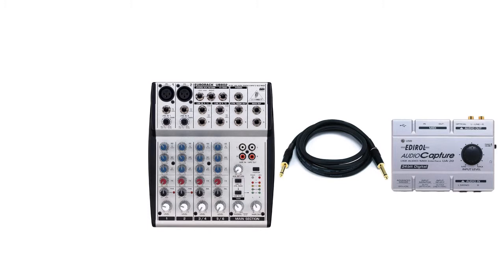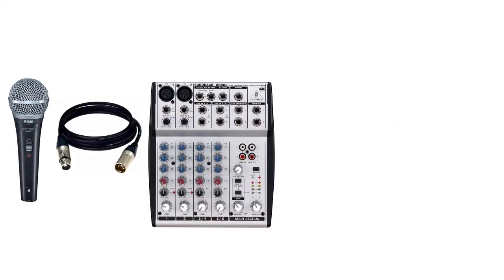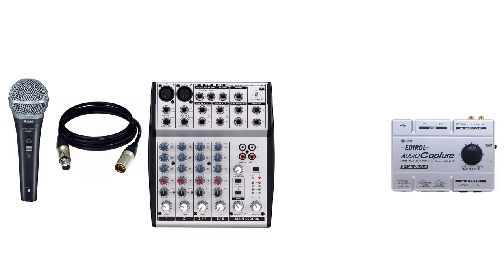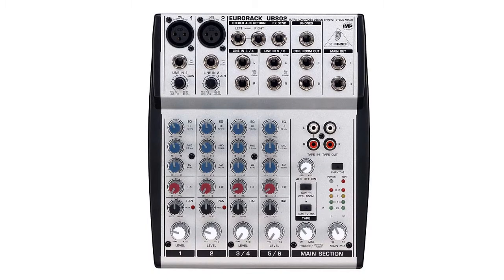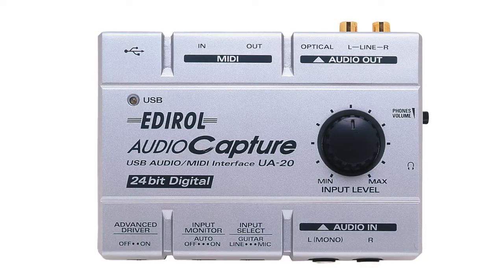I connect the microphones to the mixer using a pair of XLR cables, and then the mixer to the audio interface using a pair of quarter-inch unbalanced TS cables. I will set the main volume to 0 decibels, and then use the input level knob on the audio interface to set the line level to an ideal level on the recording software.